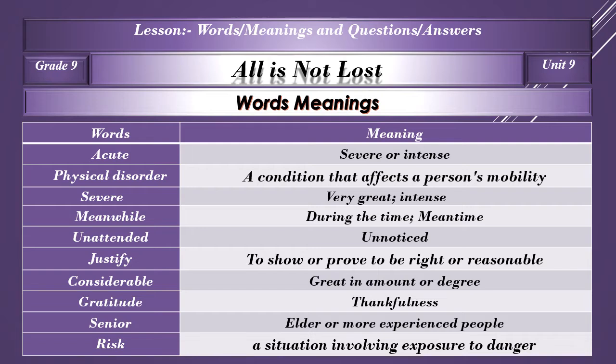Unattended, unnoticed, whenever somebody is not attended. Justify. Justify means to show or prove to be right or reasonable. Then considerable. Considerable means great in amount or degree. Gratitude. Gratitude means thankfulness. Next is senior. Senior means elder or more experienced people. Risk. A situation involving exposure to danger.